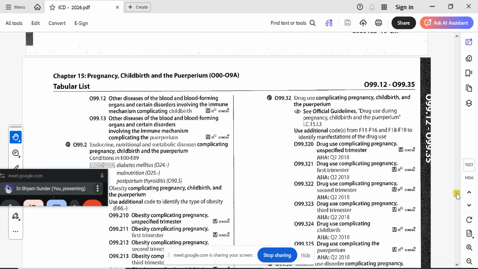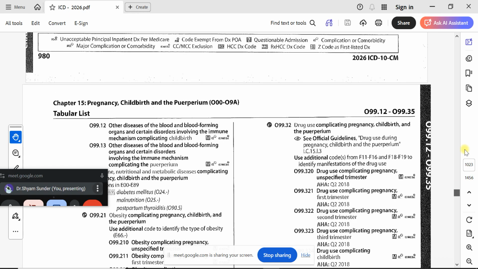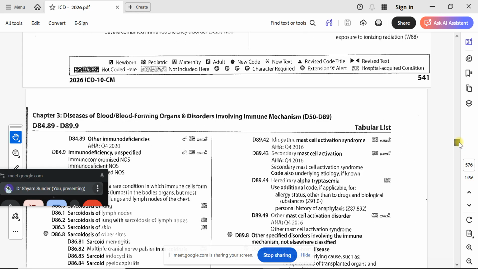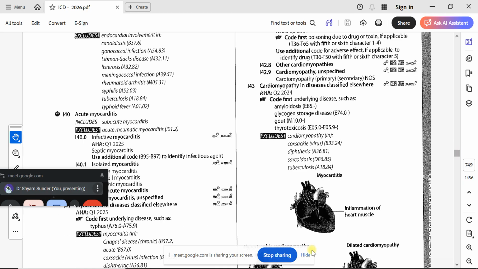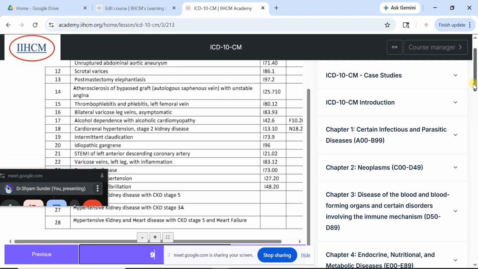Sir, I have some doubt in chapter 9. Question number 17: alcohol dependence with alcoholic cardiomyopathy. So here the patient has two conditions. One is alcohol dependence, another is alcoholic cardiomyopathy. I got the code for the alcoholic cardiomyopathy, but not the alcohol dependence.